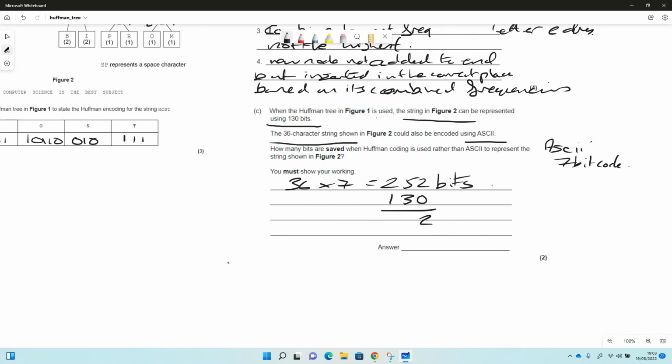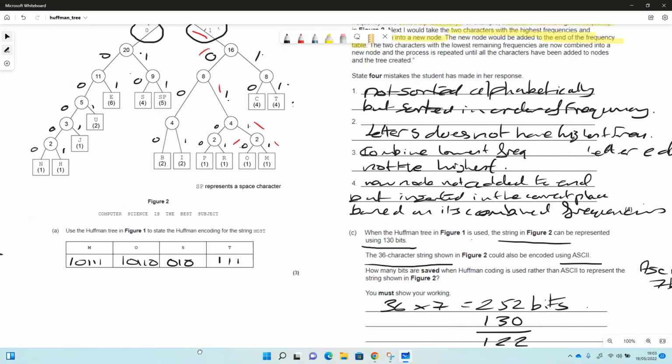So we end up with 122 bits for that one. So that's all the points for that particular Huffman coding question.